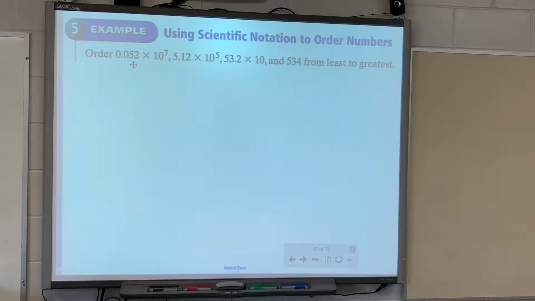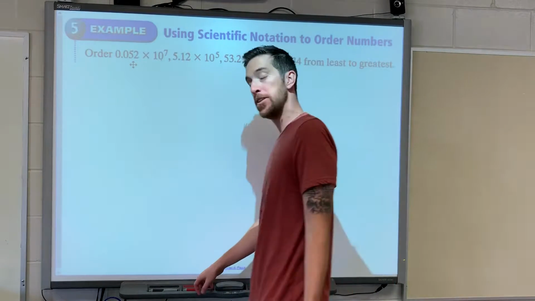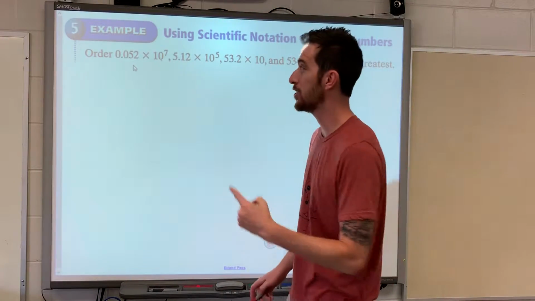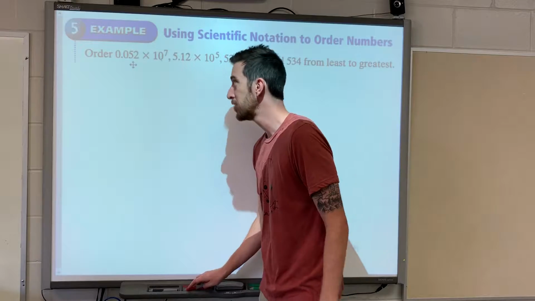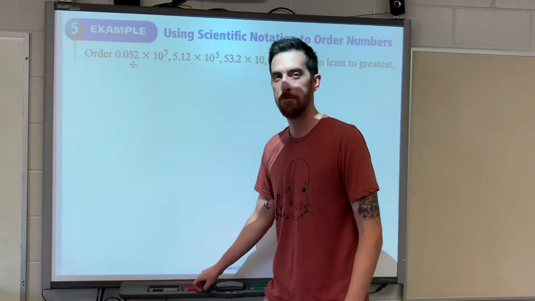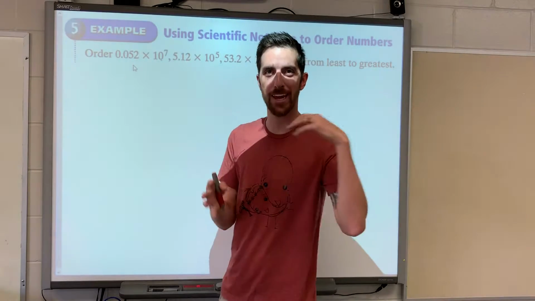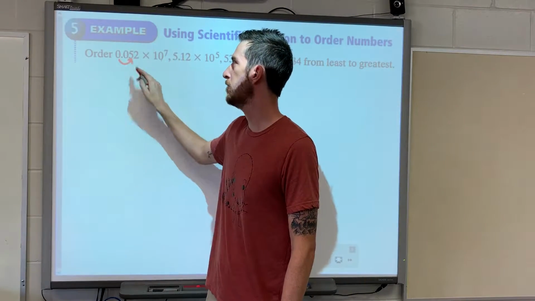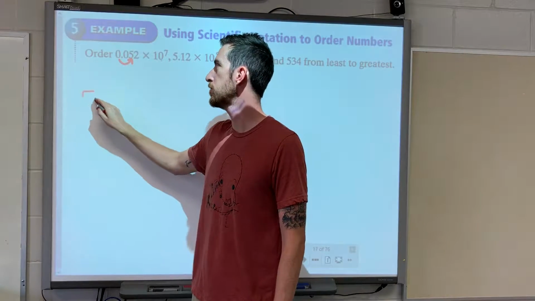Order these from least to greatest. We just kind of did this, but they were all in correct scientific notation. These aren't. So 0.052 times 10 to the 7. Remember that first number has to be between 1 and 10. So to make that happen, it would have to be 5.2.